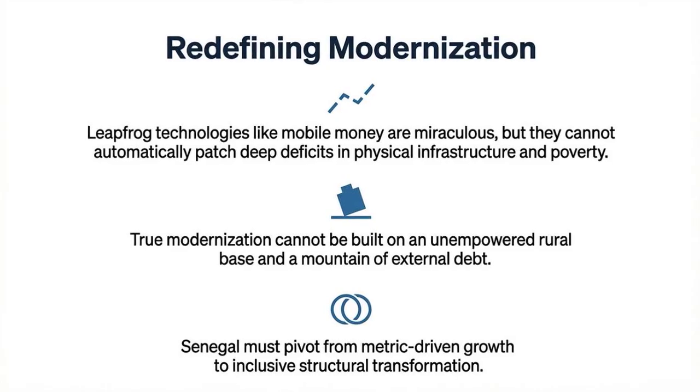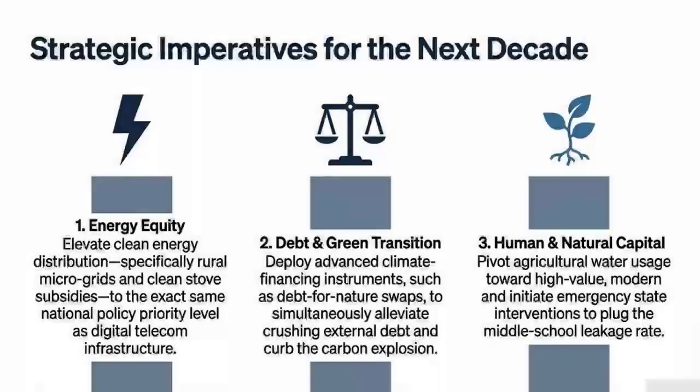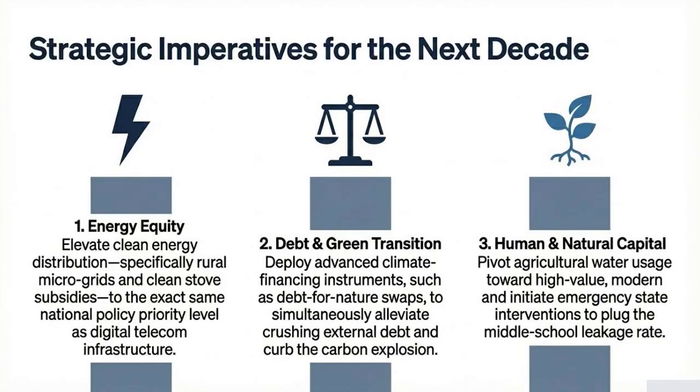The second recommendation addresses the massive external vulnerabilities: debt management and green transition. The slide suggests utilizing complex climate finance tools, specifically mentioning debt for nature swaps. To simultaneously ease the external debt burden and cap the 500% carbon explosion, how does a developing nation actually execute a high-level climate finance maneuver like that? It's a fascinating mechanism that bridges global finance with local ecology.